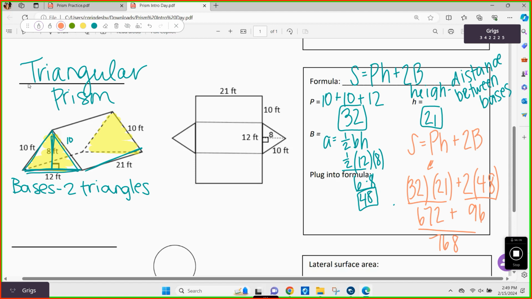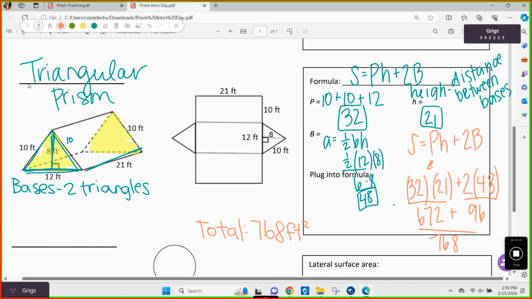So our total surface area, the total covering it would take to cover all the faces and bases of this triangular prism, would be 768 feet squared, right?